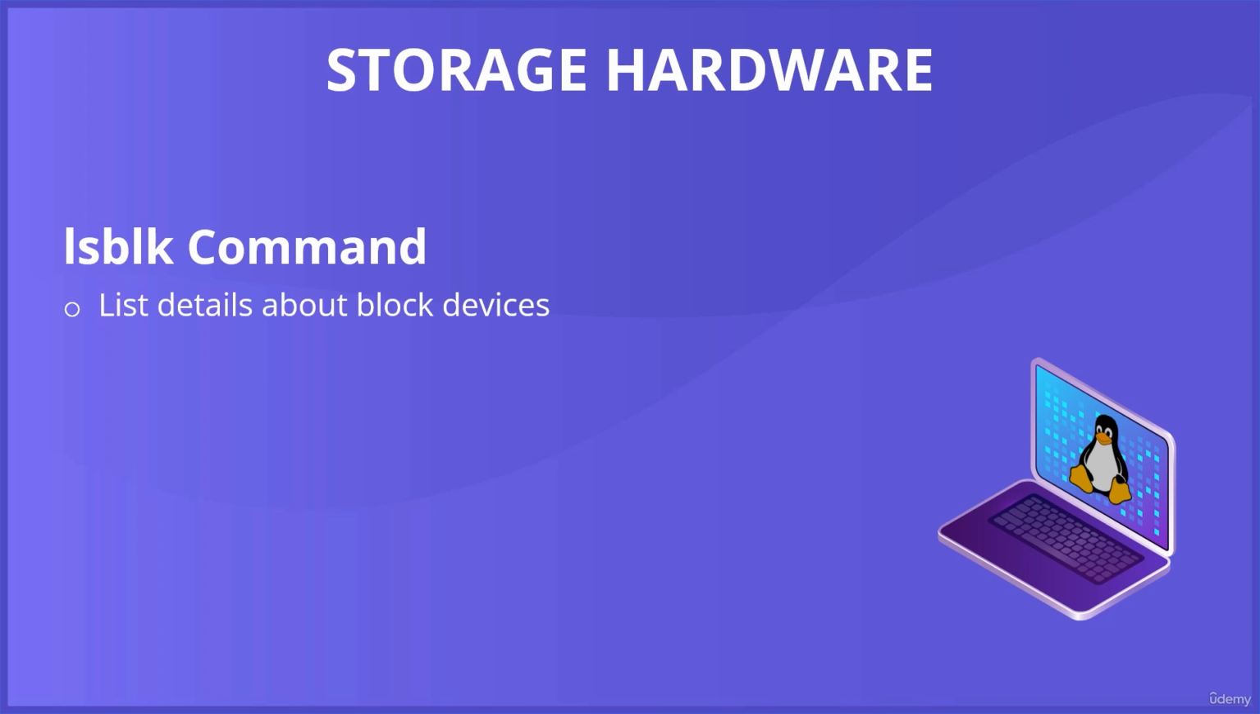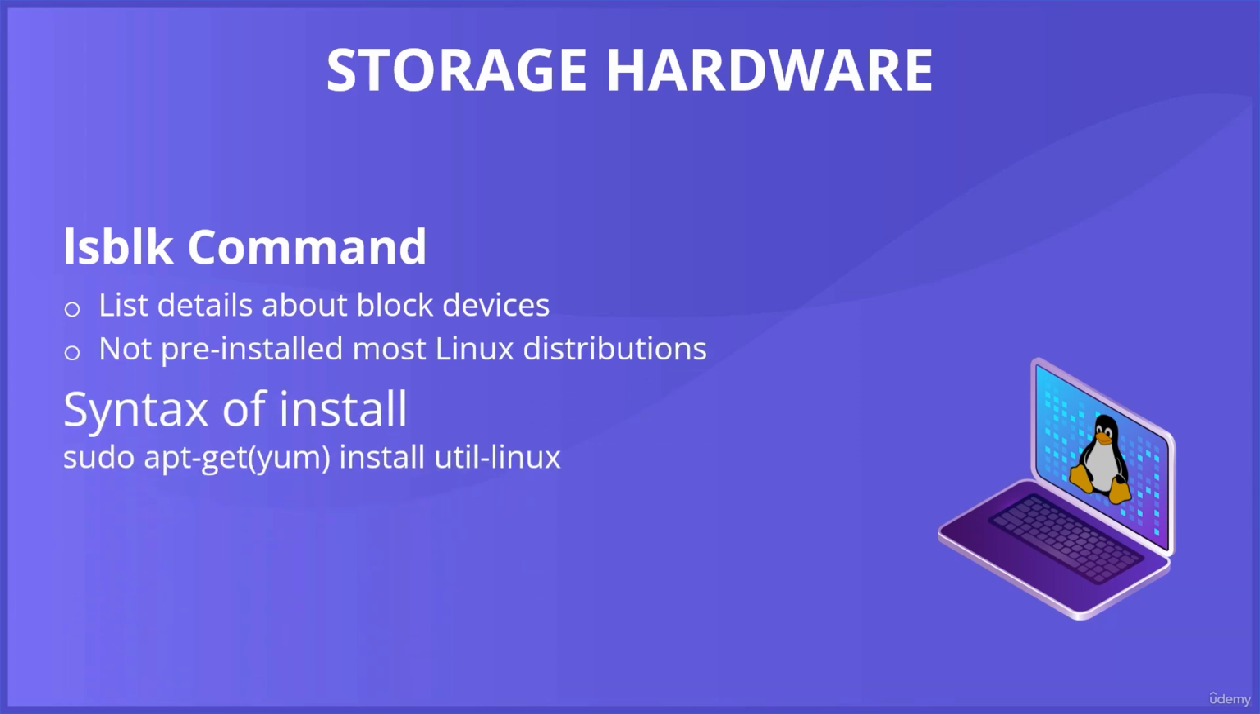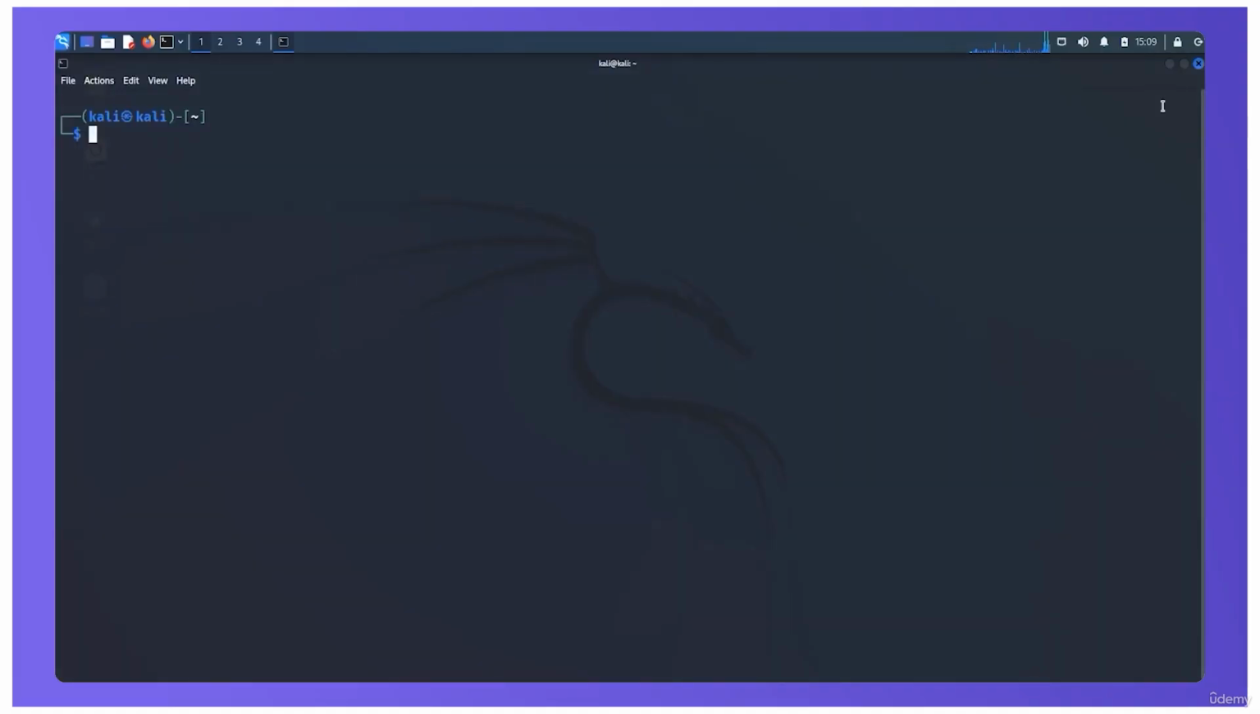Although it differs according to Linux distributions, a general command set for installing goes like this: sudo apt-get (or yum) install util-linux. So let's go on with a few examples.